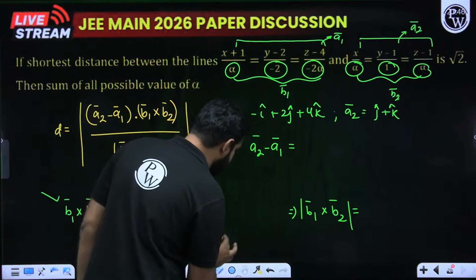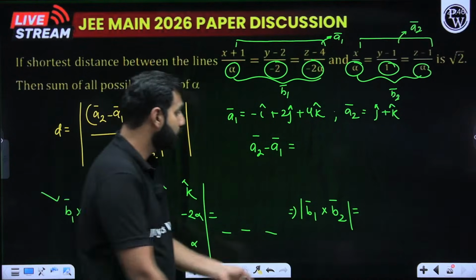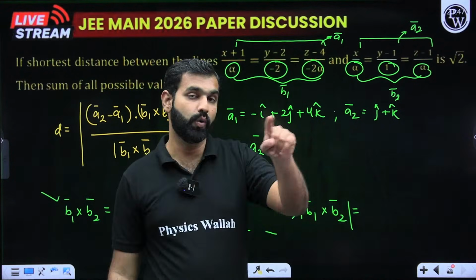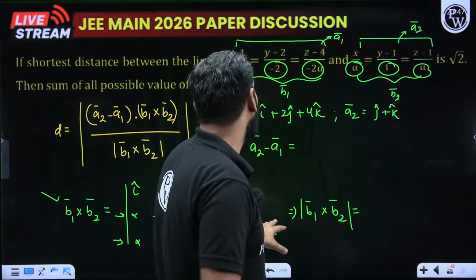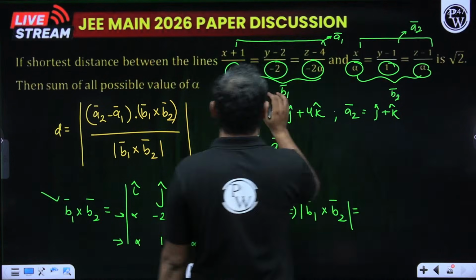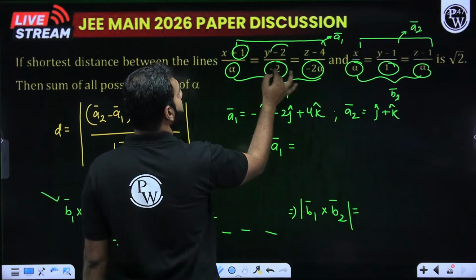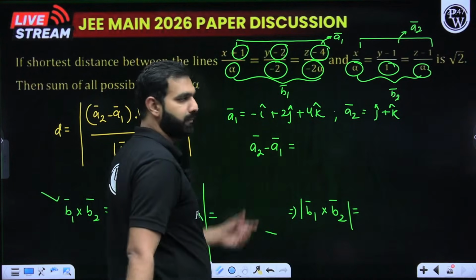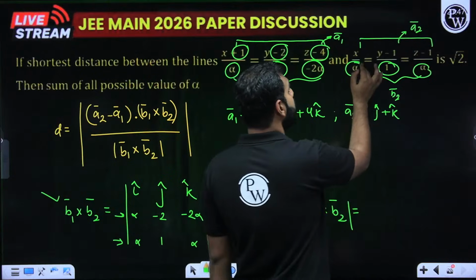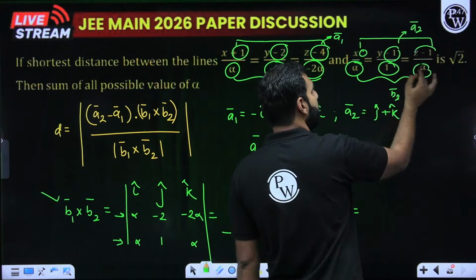Once you have expanded that determinant, you will find a vector. You can find its magnitude. I hope you know, it is under root of x square plus y square plus z square. With that, what I'll do here is, now I have a1. a1 is minus i plus 2j plus 4k cap. I hope you're understanding it. a2 will be 0i plus j plus k cap.